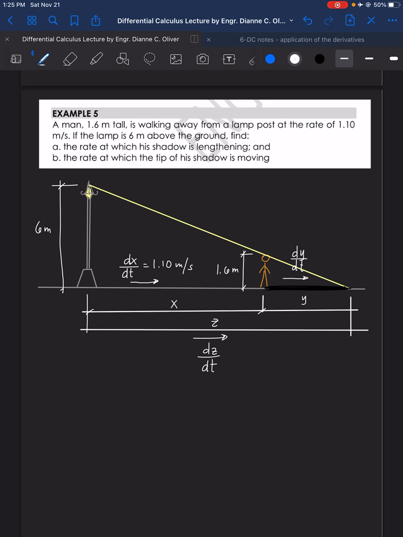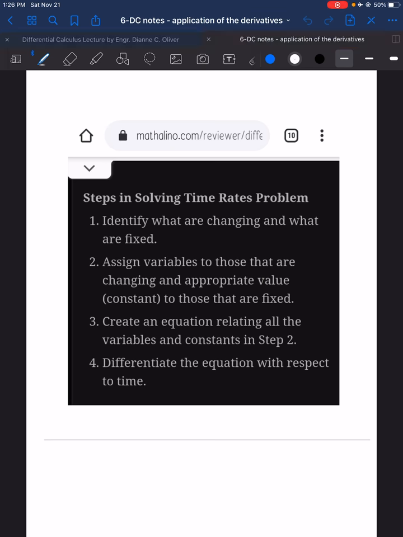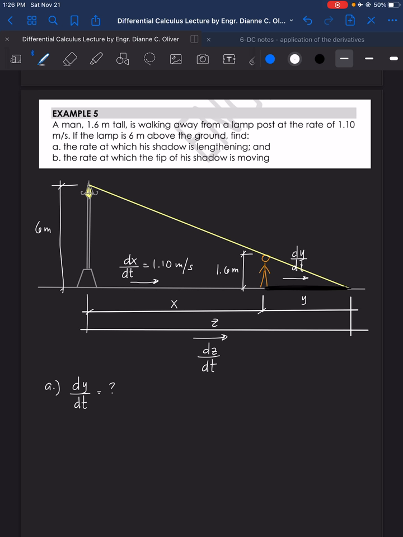Okay, so I guess we have put the necessary variables and values here. So let's solve letter A first. What's being asked on letter A is dy over dt. Now let's have the third step. Create an equation relating all the variables and constants in step number 2. So what equation can we use?